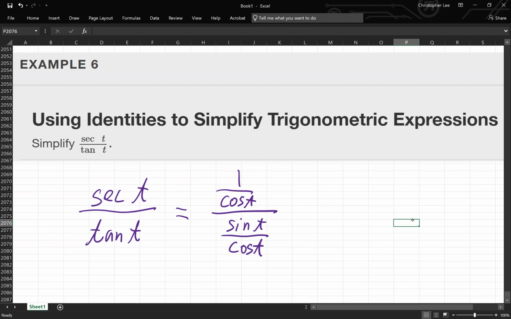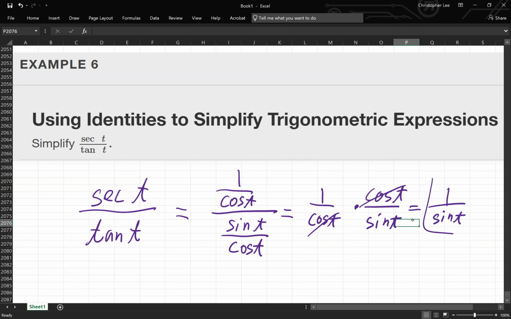Keep, change, flip. What's this going to be? This is 1 over cosine of t, right? Times, flip the bottom, cosine of t over sine of t, right? Multiply straight across. You already know this is going to cancel out. This is just 1 over sine of t.